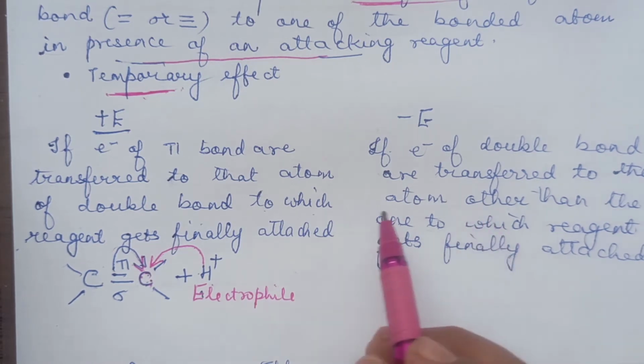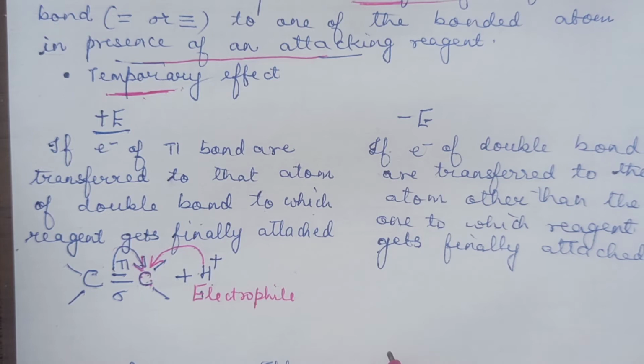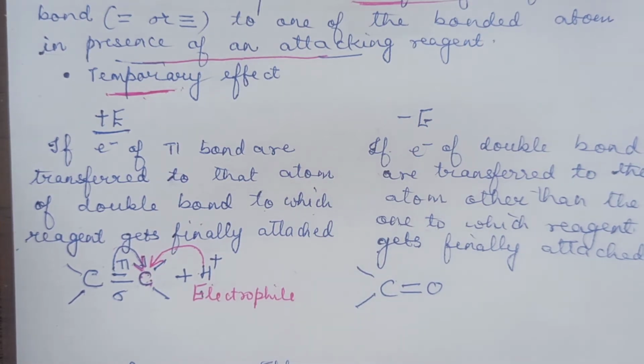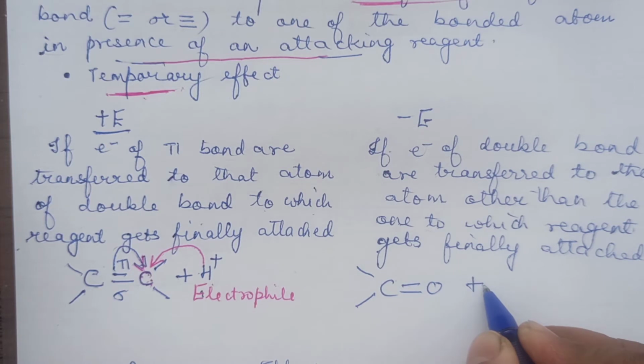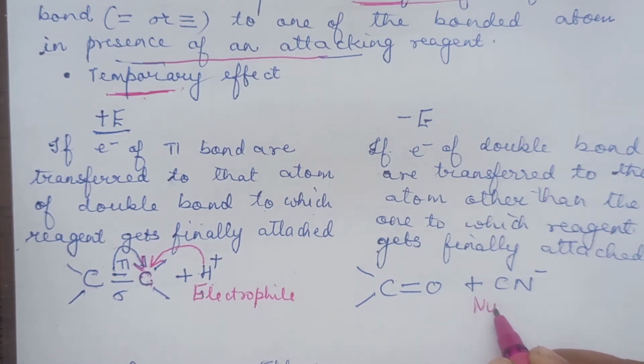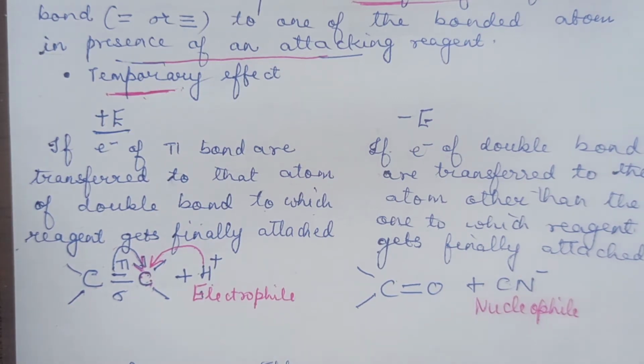Negative electromeric effect means when the pi electrons and the attacking reagent attack different atoms of a double bond. Let's take the example of C double bond O, a carbonyl compound. Suppose this is attacked by, say, CN minus. CN minus is a negatively charged species. It is in need of the positive. So we can say it is a nucleophile. Until and unless the nucleophile approaches, it cannot undergo this effect. So that is why we are saying it is only in the presence of the attacking reagent.